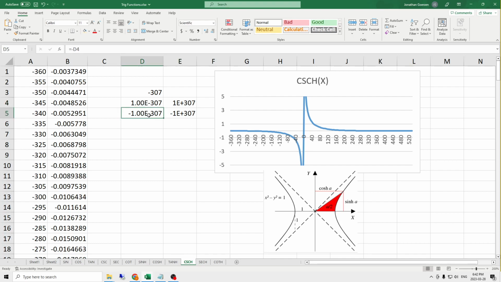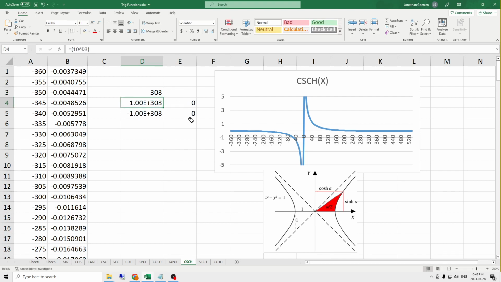For a very, very small negative input, the output is a very, very large negative number. For a very, very small positive input, the output is a very, very large positive number. This is the asymptote that approaches positive infinity as you approach from the positive side and approaches negative infinity as you approach from the negative side, with an asymptote at 0. For very, very large numbers, this remains well defined.